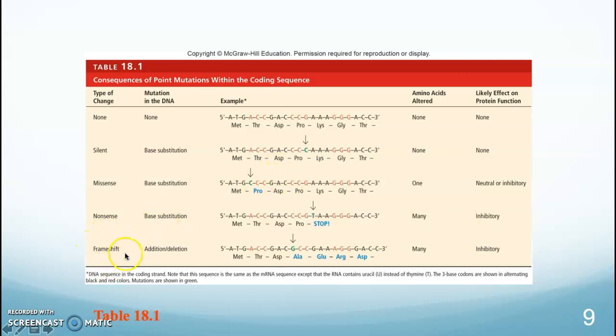And then this last one is the frame shift, which I talked about as being very dangerous. We can have an addition or a deletion of either multiples of 1 or 2 bases. And what we see here is that we get a change. So proline goes to alanine, but everything downstream from this is also changed because our reading frame has changed. In this case, many amino acids have been altered, and we think of this as very inhibitory.